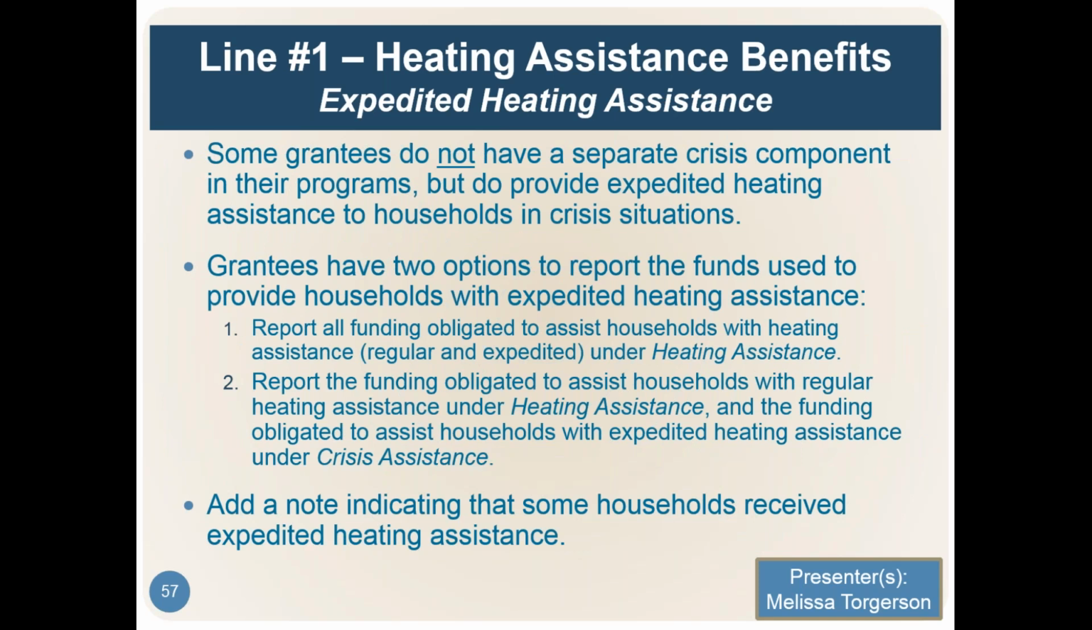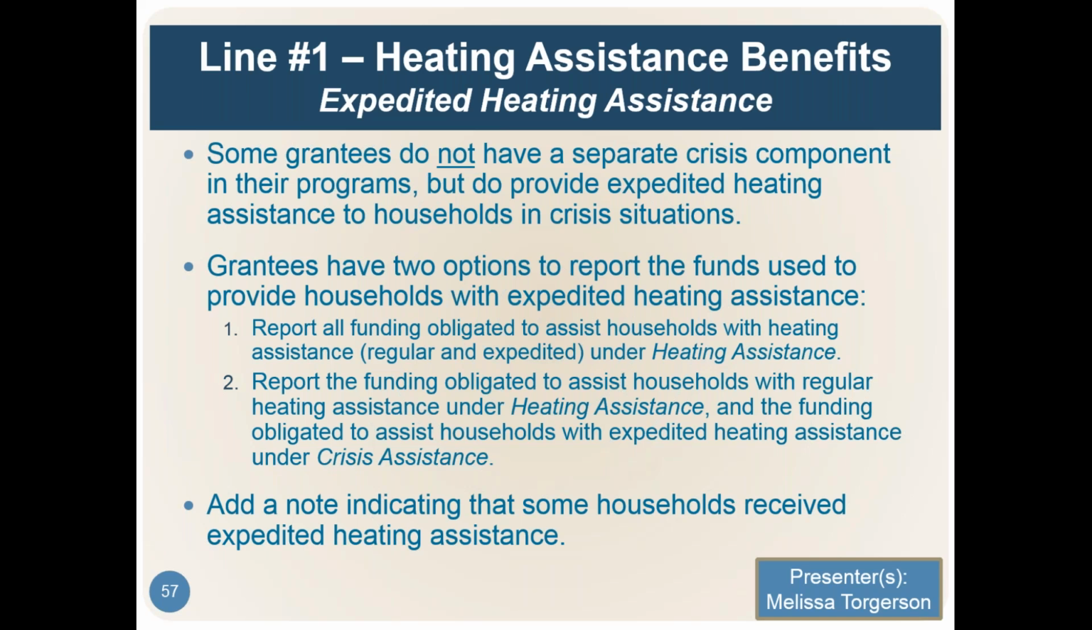So this is one of my favorite slides. Some of you, states like Washington and New Mexico and others, don't have a separate crisis component in their program. In other words, some states will offer a household both a regular benefit as well as a crisis benefit. But states like New Mexico and Washington offer one benefit, and if it's a crisis benefit, it's expedited. And so grantees who are in this situation, who just have the one benefit and it's expedited or non-expedited, have two options when reporting the funds.